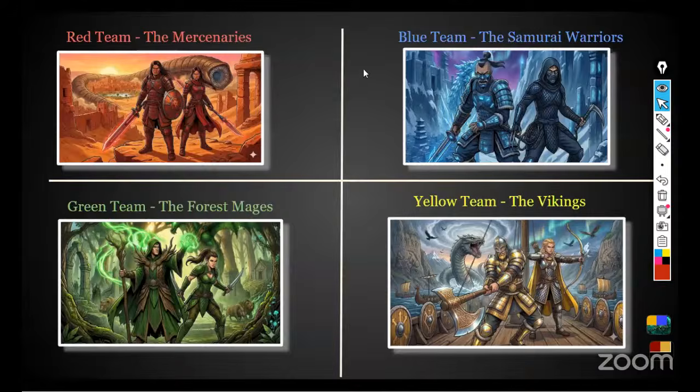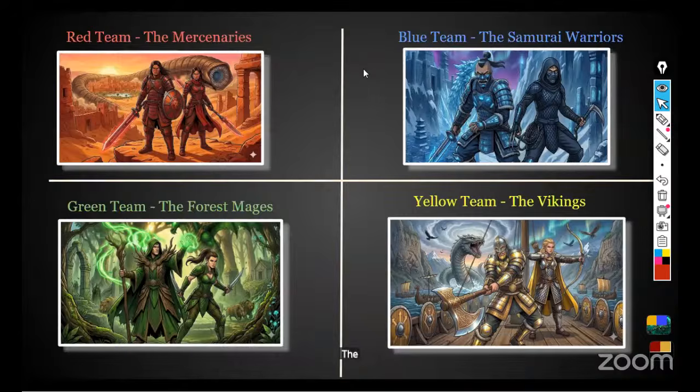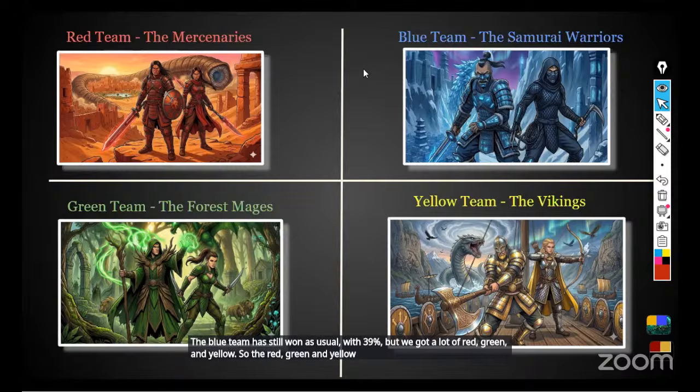All right, so we're gonna close off the votes there because I want to get started with class, right? By now, everyone should have reached. Just to show you the results, right? The blue team has still won as usual with 39%, but we got a lot of red, green, and yellow. So the red, green, and yellow teams are not far behind.